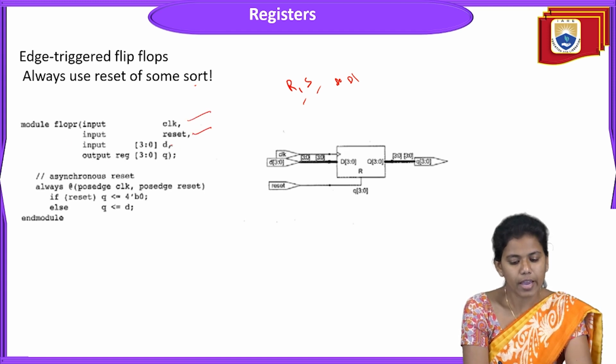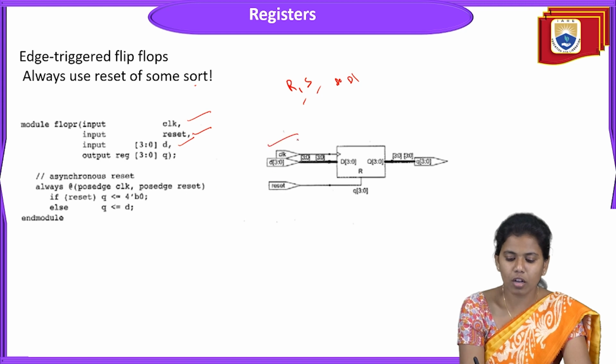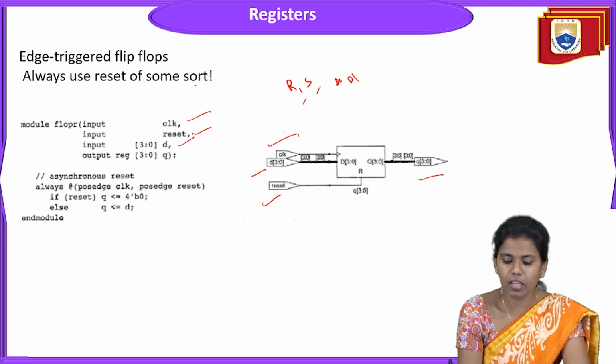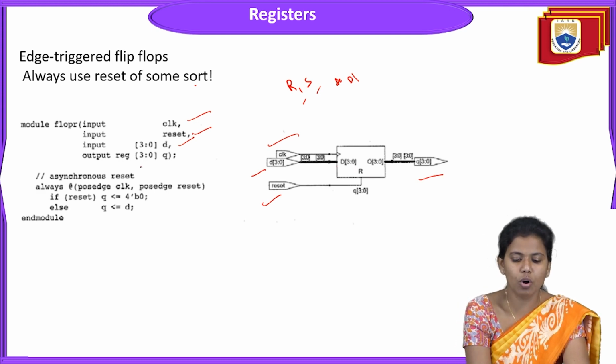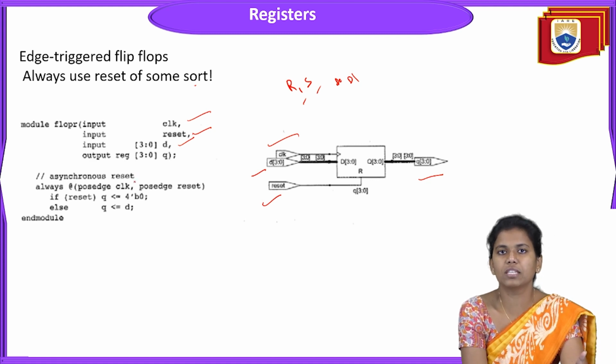reset, and as well input D is totally 4 bits of data, and output is registered Q. So clock, reset, input D [3:0], and then finally the output. This is a D flip-flop we are considering. In the reset we have two kinds of resets, asynchronous reset as well as synchronous reset.